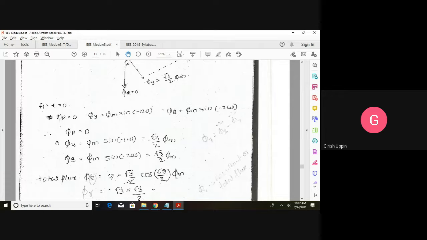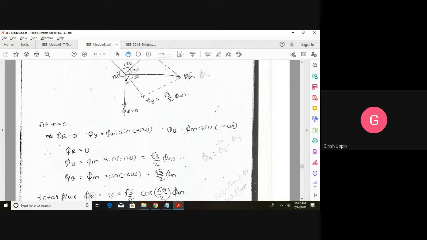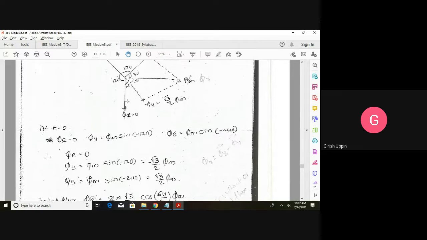So we have to find the phasor sum of these three. The resultant flux is phi R plus phi Y plus phi B. So phi R is 0. The same diagram you can take.